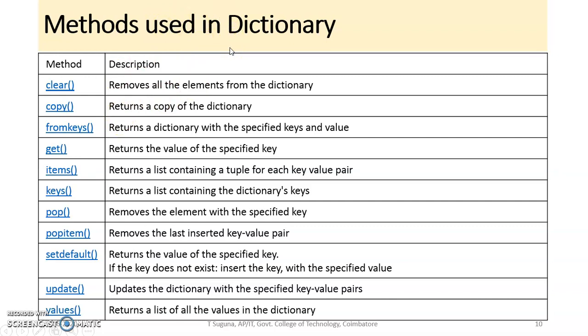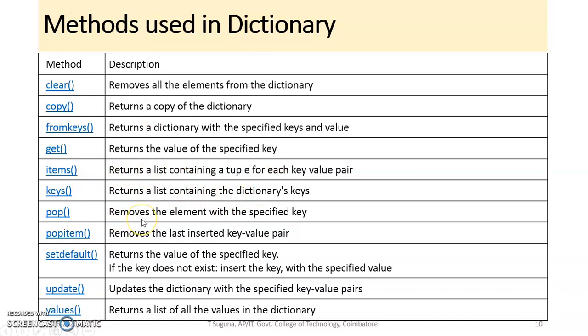These are all the methods used in a dictionary. The clear method removes all the elements from the dictionary. The copy method returns a copy of the dictionary. The fromkeys method returns a dictionary with the specified keys and values. Get returns the value of the specified key. Items returns a list containing a tuple for each key value pair. Keys returns a list containing the dictionary's keys.